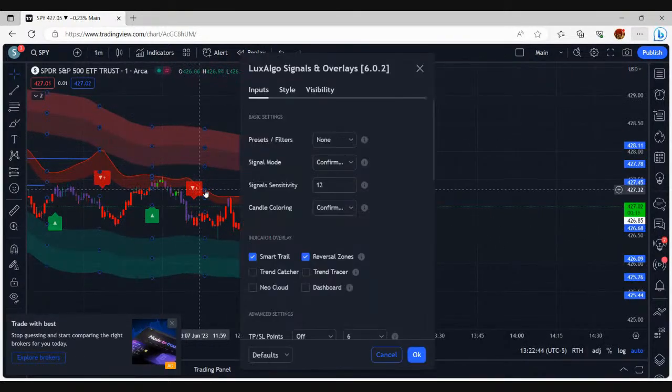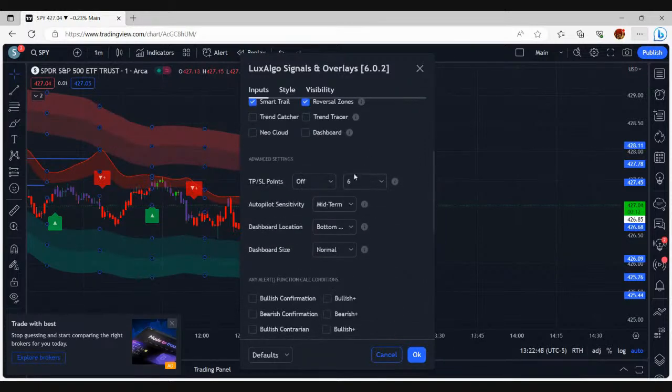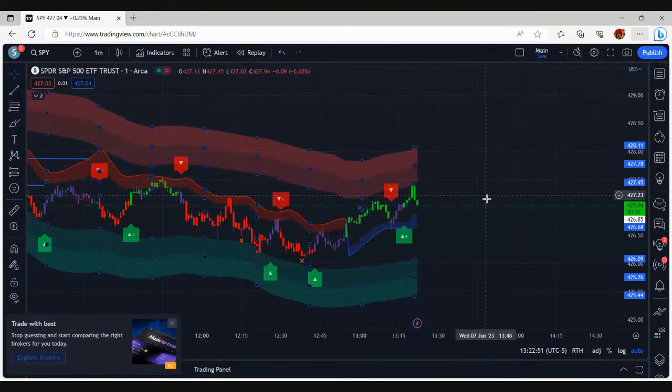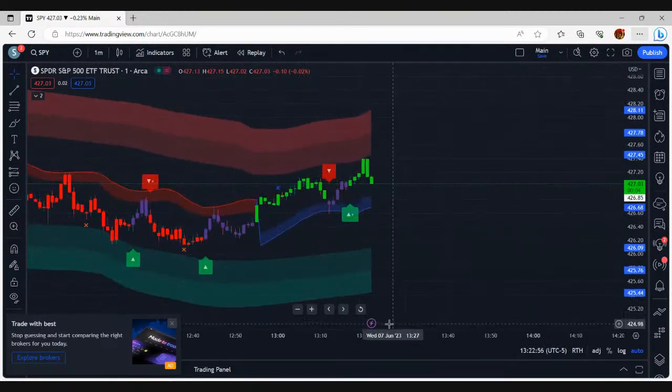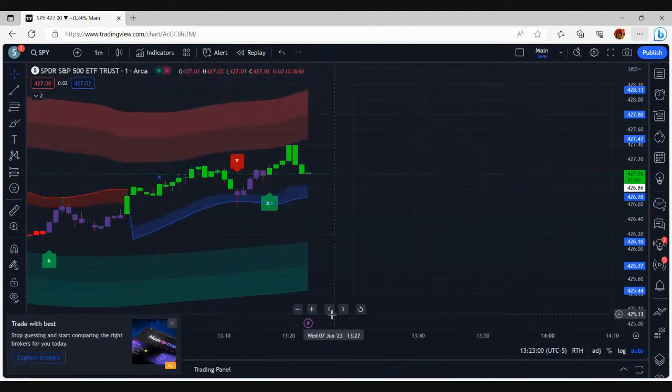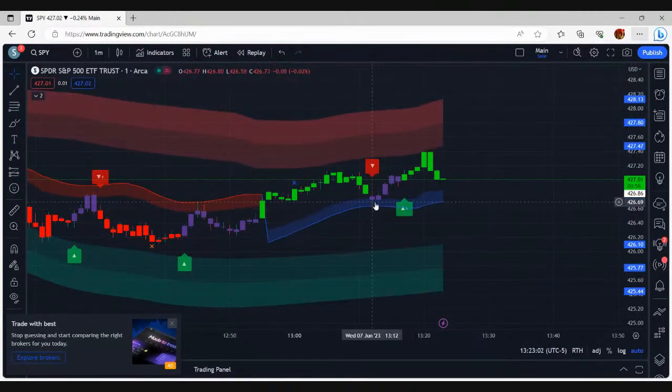Let me just check. I put my settings back to where they normally are on the autopilot. So usually I'm on short term, so I'm just gonna switch to here. All right, so let's see where we're at. So we're on the 1 minute SPY, got the smart trail on.